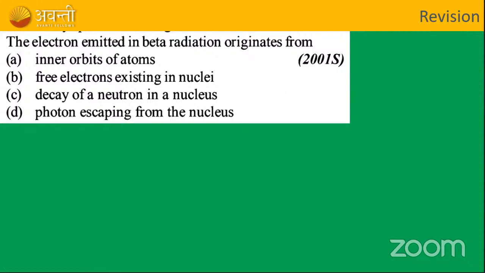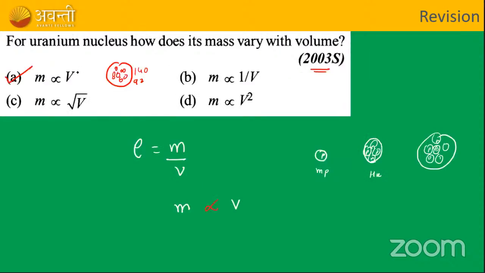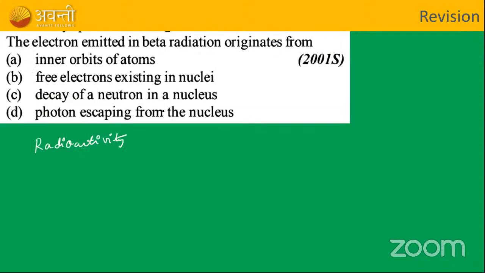And coming back to one more question here. Now, the electron emitted in beta radiation originates from... Okay, so if you know, students, the radioactivity, let me explain very quickly what radioactivity is. Radioactivity is a process where strong nuclei, just like uranium, a very big nuclei, very strong but unstable, become stable. This big unstable nuclei will become small stable nuclei by emitting particles.